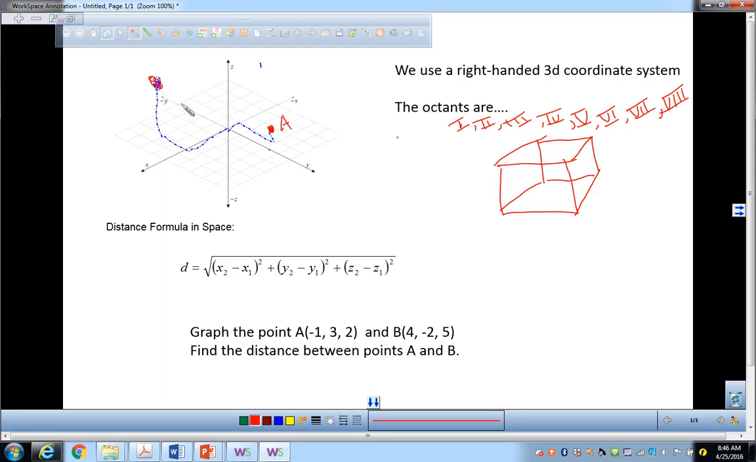And then I'm going to connect those 2 points, and I want to find the distance between those 2 points, and I just plug into this formula. So it's just the Pythagorean theorem in 3 dimensions. It doesn't matter which one you call x2 and x1 because you're squaring them anyway. But x2 minus x1 is 5, right? Squared, plus -2 minus 3, which again is 5 squared, and 5 minus 2 is 3, which is 3 squared, right? Which gives you the square root of 59.